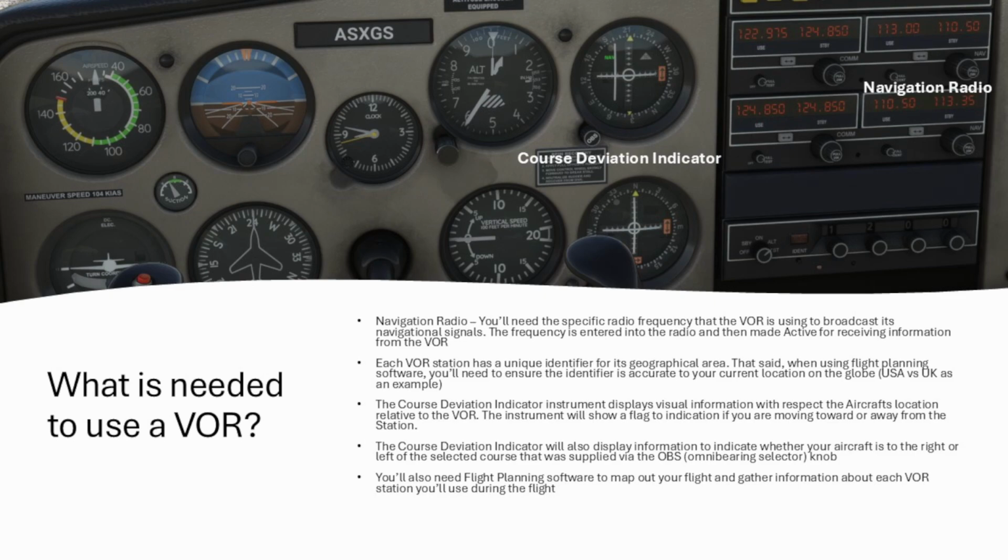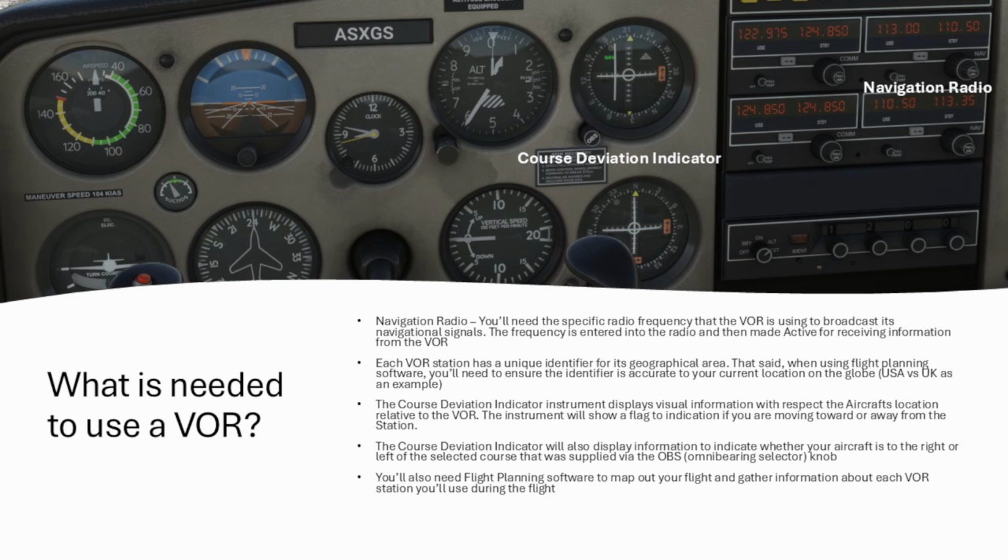All right, so the course deviation indicator, we've talked about that and given you information about to, from, right, left, right, or on course. And then the last piece of kit that you're going to need is your flight planning software to map out your flight and then gather all the information you need about the VOR stations that you're planning on utilizing during your flight. So there's that.